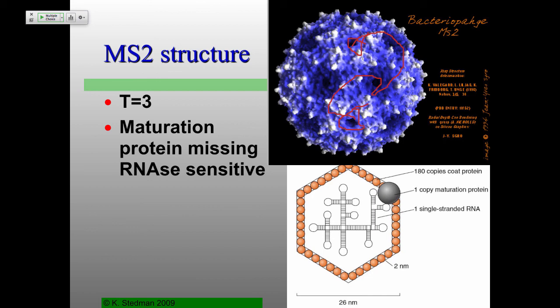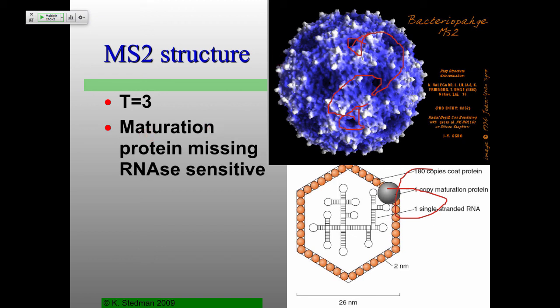So it's a T equals 3 regular icosahedron, except for the fact that, again, you've got this maturation protein, and we know that the maturation protein is absolutely critical for getting the virus into the host. And it really is serving basically as the receptor binding protein. So it's got to be on the outside here. And interestingly enough, this particular image up here was made missing the maturation protein.